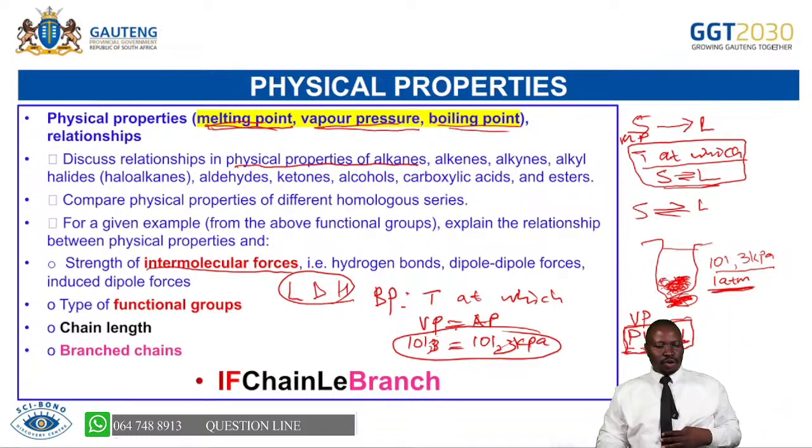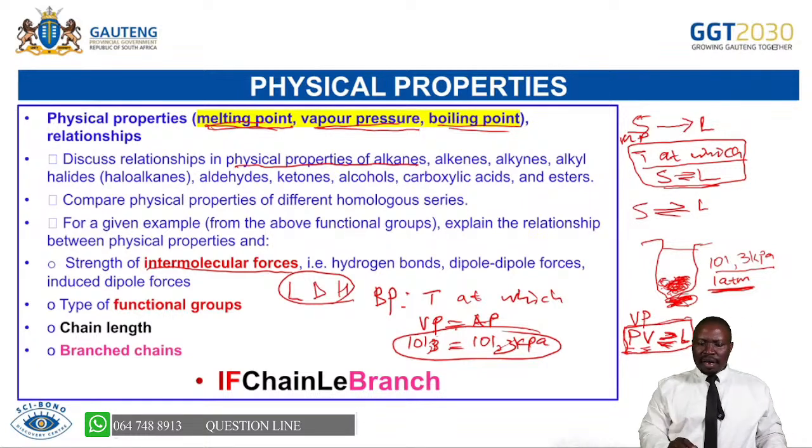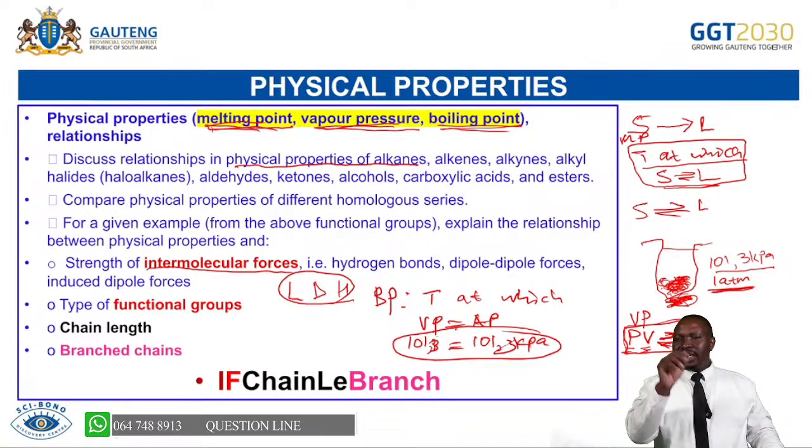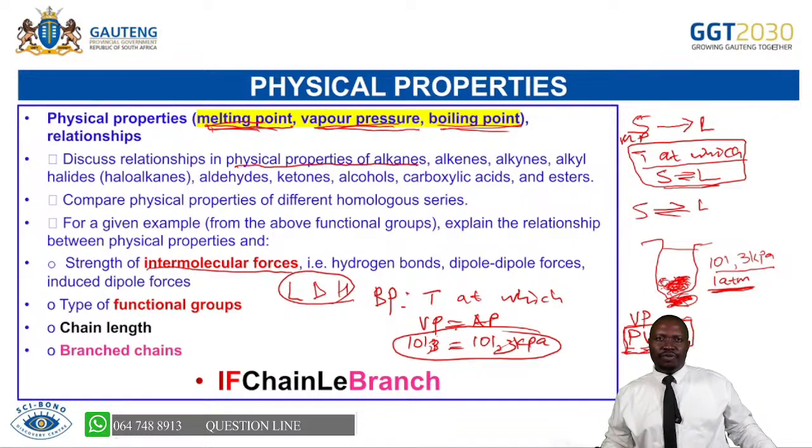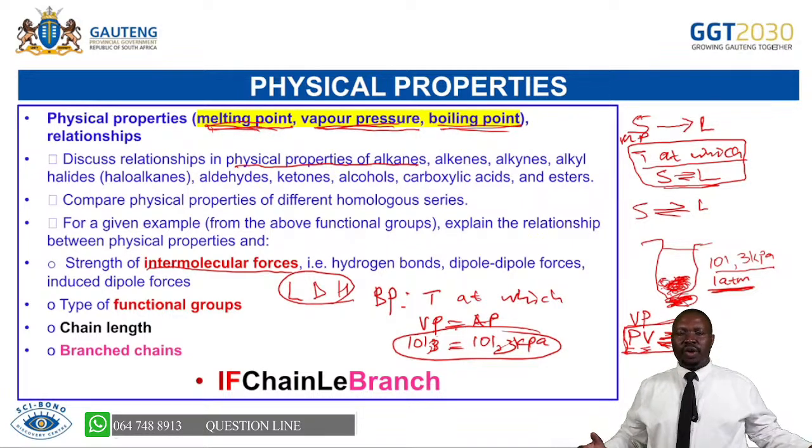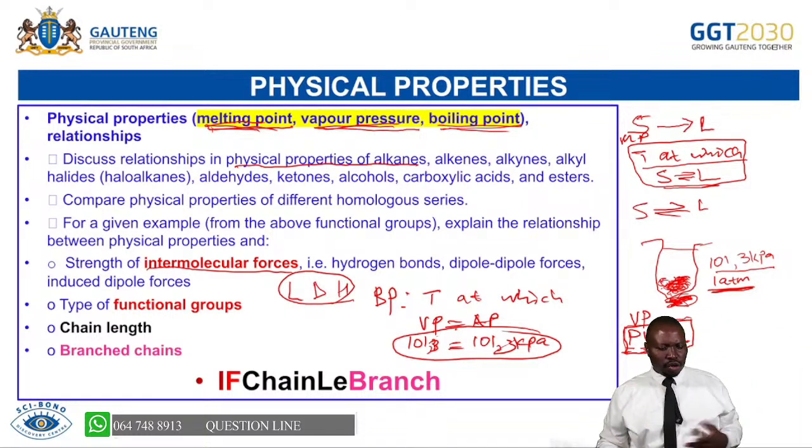So this is what we are going to do. We are saying this melting point, vapor pressure, boiling point depends on what type of intermolecular force you have. If you have this type, like hydrogen bonds, they are strongest. Obviously, you'll have a higher boiling point, higher melting point, but lower vapor pressure. That's what we're going to talk about.